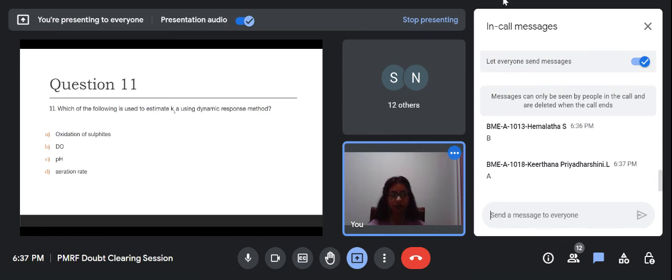No other response. Let's see. I can't see anything. The answer is dissolved oxygen. So you use dissolved oxygen measurements to estimate the KLA using a dynamic response method, right?